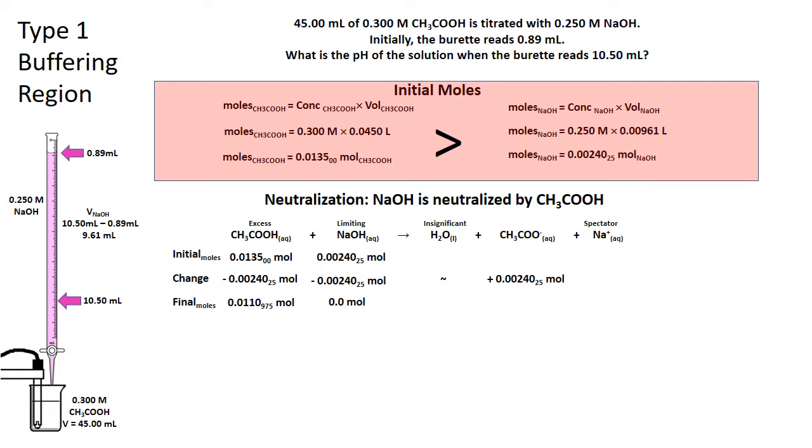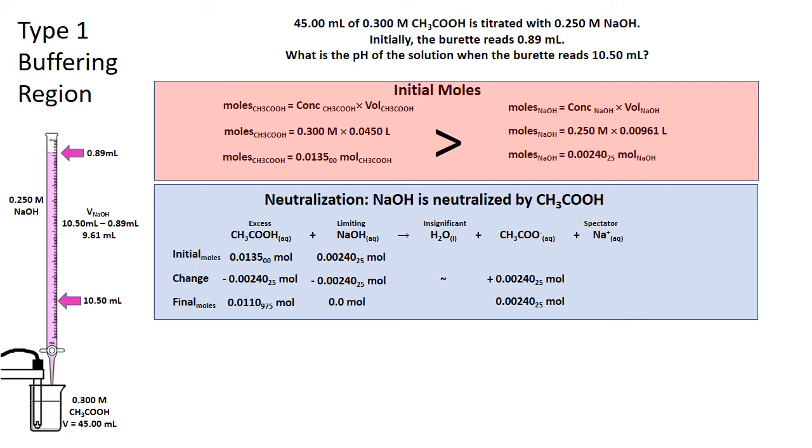We'll have completely used up all of the sodium hydroxide. The sodium hydroxide has been neutralized by this weak acid, and we will have generated, as a result of this, 0.00240 moles of acetate ion. All right, so we've looked at the neutralization as it takes place when sodium hydroxide is added to this weak acid, and we have not added so much sodium hydroxide that we have overwhelmed the acetic acid. In fact, we still have acetic acid left to us.